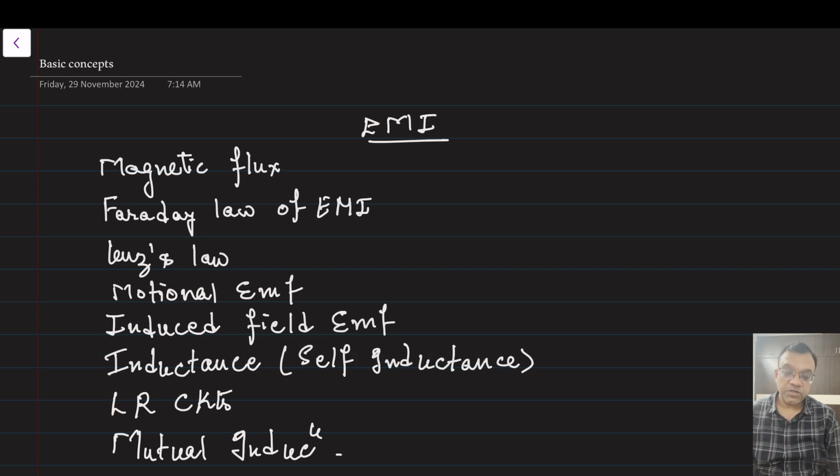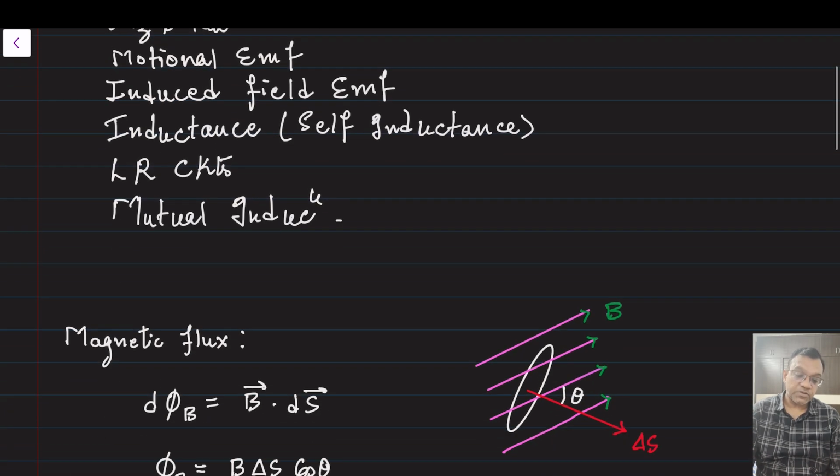LR circuits, like the RC circuits and capacitors. Similarly, we have LR circuits and the concept of mutual induction. Just like in electrostatics, in this chapter also we are going to take one topic at a time. So here we are going to start from magnetic flux.